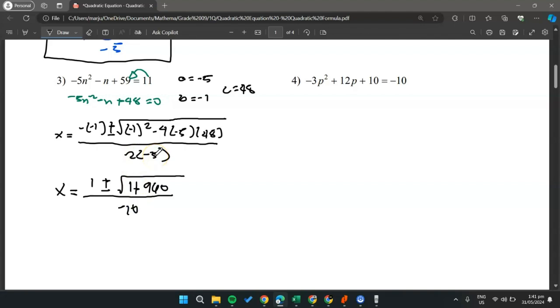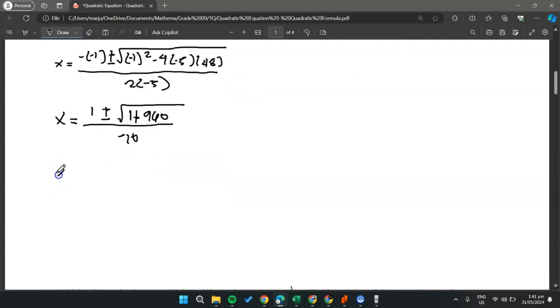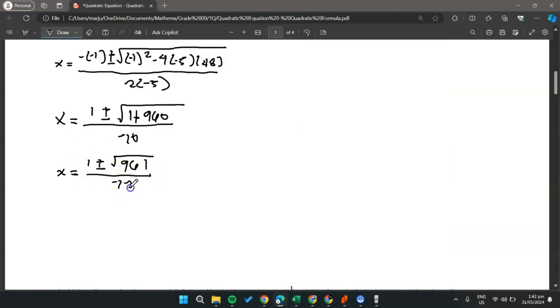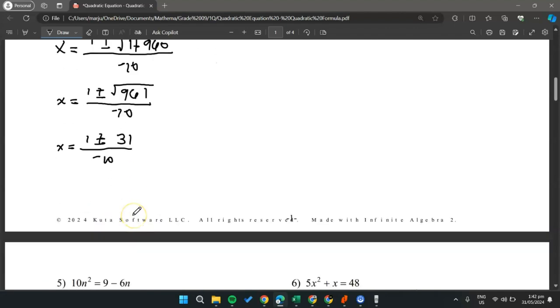2 times negative 5. And we will do x is equal to 1 plus minus 961. And then the square root of 961, that will just give you 31. So we will do that. That's negative 10. So we will have x is equal to 1 plus minus 31 over negative 10. And if we are going to simplify, our x sub 1 is equal to 1 plus 31 over negative 10. And then our x sub 2 will be 1 minus 31 over negative 10.